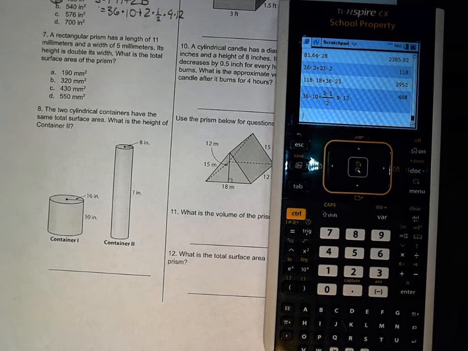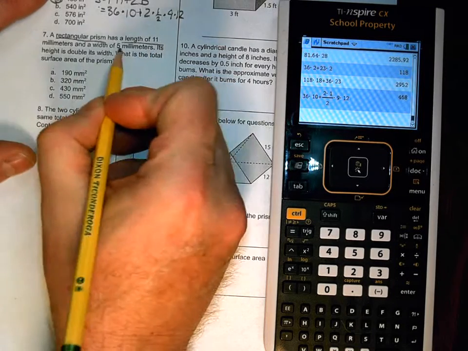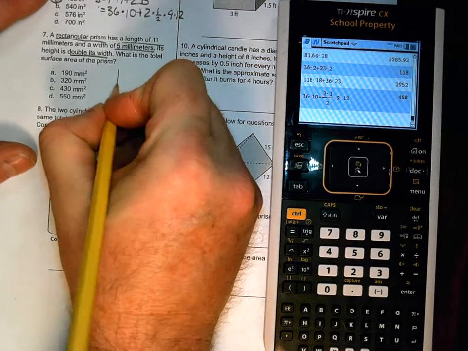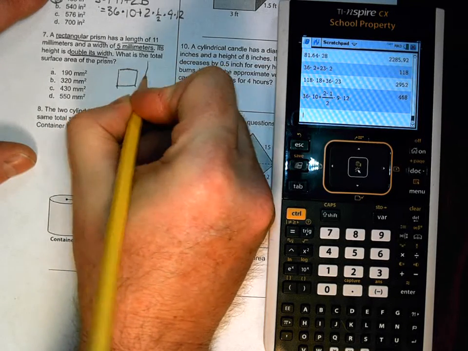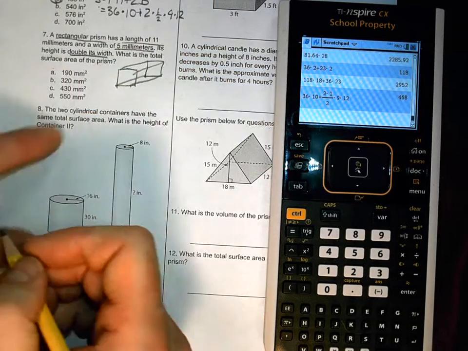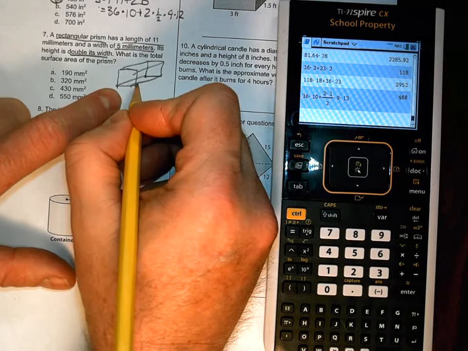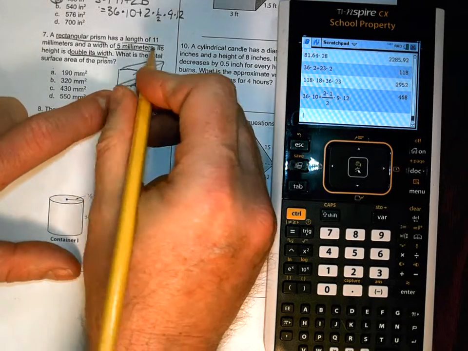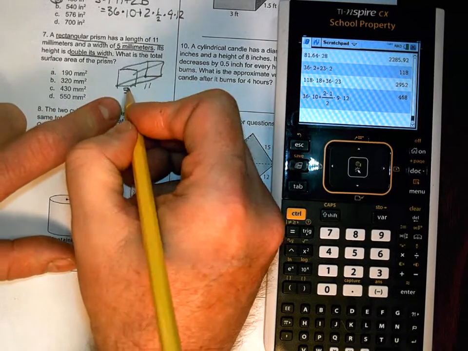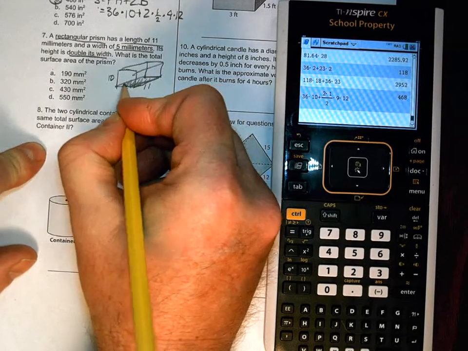A rectangular prism, again, we're looking at rectangular, has a length of 11 millimeters, a width of 5 millimeters. Its height is double its width. What is the total surface area? Well, let's make our life easy. Let's draw ourselves a rectangular prism. Get some labels on it. So I got a lovely rectangular prism. Length is 11. Width is 5. And height is double the width. Well, what's 5 times 2? 10. Now, remember, shade the area of your base. Make your life good there.